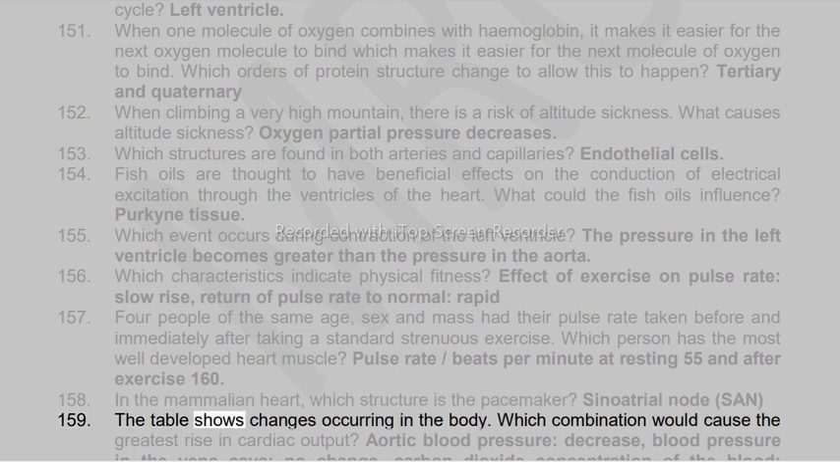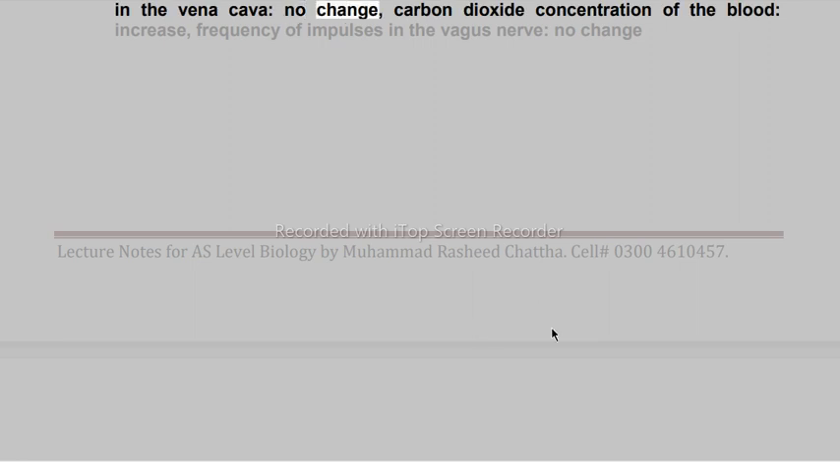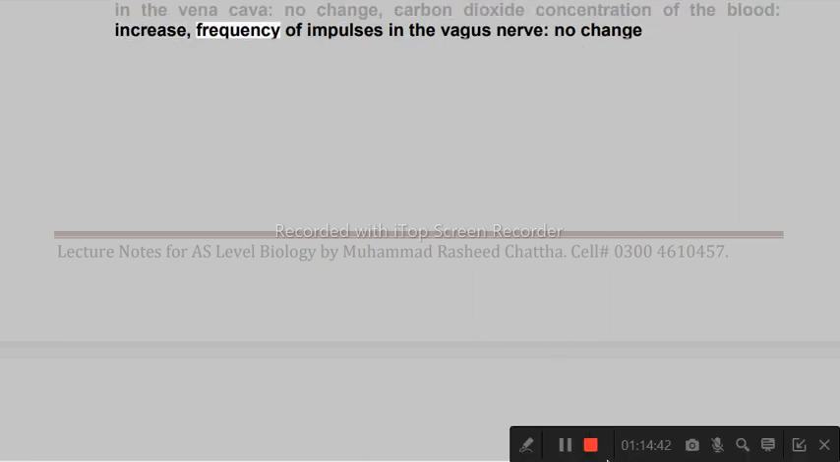159. The table shows changes occurring in the body. Which combination would cause the greatest rise in cardiac output? Aortic blood pressure decrease, blood pressure in the vena cava no change, carbon dioxide concentration of the blood increase, frequency of impulses in the vagus nerve no change.